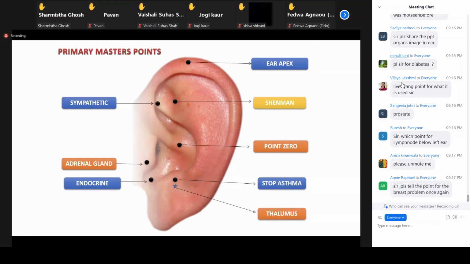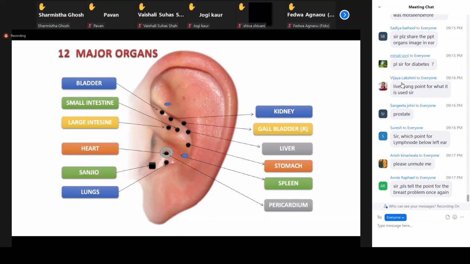Common point means you have to go with all 12 major organ points. Where you are feeling pain, that organ you can do. Pain means any disorders. For example, for urinary disorders, you can go with UB and kidney. For digestive disorder, you can go with spleen and stomach. For breathing disorder, directly go with the lungs as well as the top asthma point. Like that. Okay, sir. Thank you, sir.